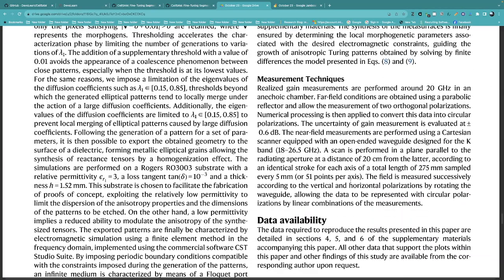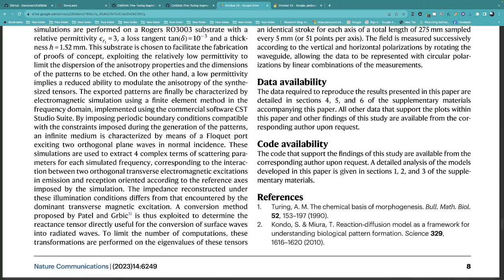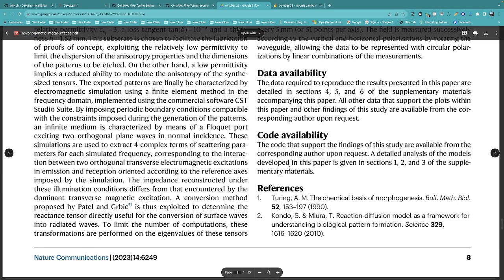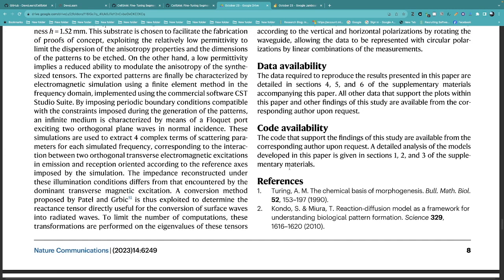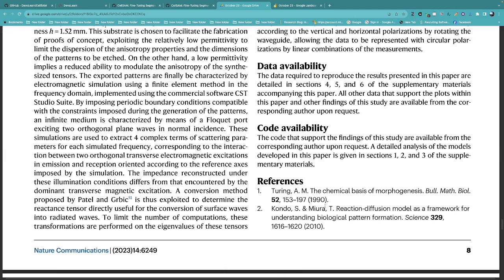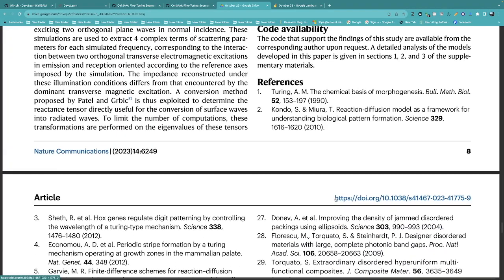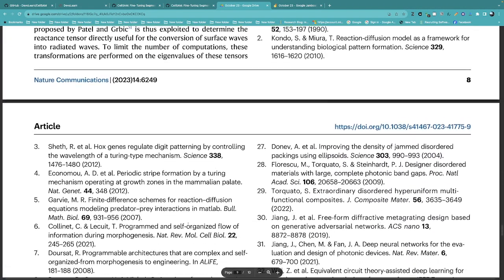And so then we have these other measurement techniques that they use, and they have data available for this, and they also have code available. And so if we get onto our references, we see that they have some nice references. Kondo and Miura, which is a paper on using the reaction diffusion model to understand biological pattern formation. Of course, they have the Turing paper, Chemical Basis of Morphogenesis. This is a 1990 version, which I assume is a reprint of the original.